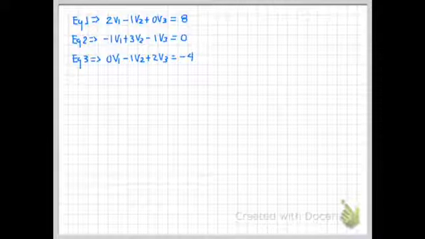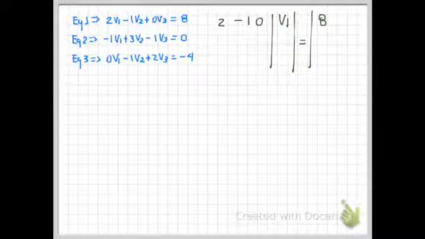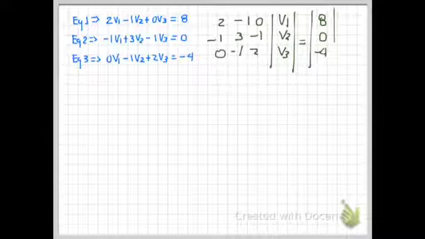We can rewrite the equations in matrix form. For the first equation we have 2, minus 1, 0, multiplied by voltage b sub 1, and the resultant vector is 8. The same for the second equation, we have minus 1, 3, and minus 1 corresponding to b sub 2, and then we have 0, minus 1, 2 for b sub 3, and the resultant vector is minus 4. That is our expression in matrix form.